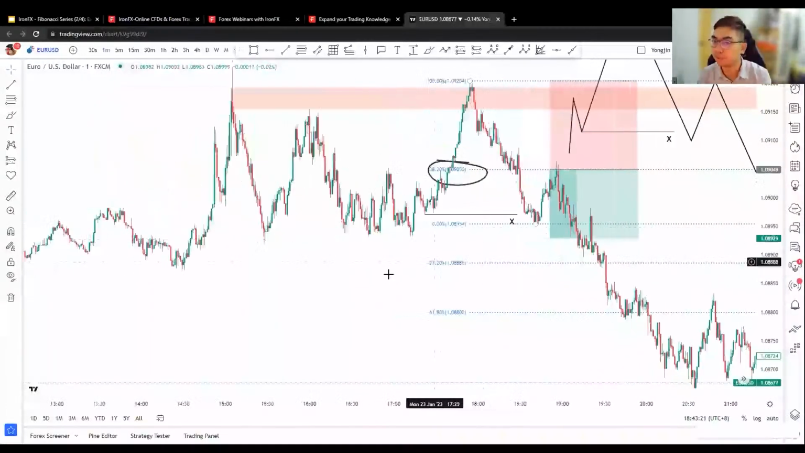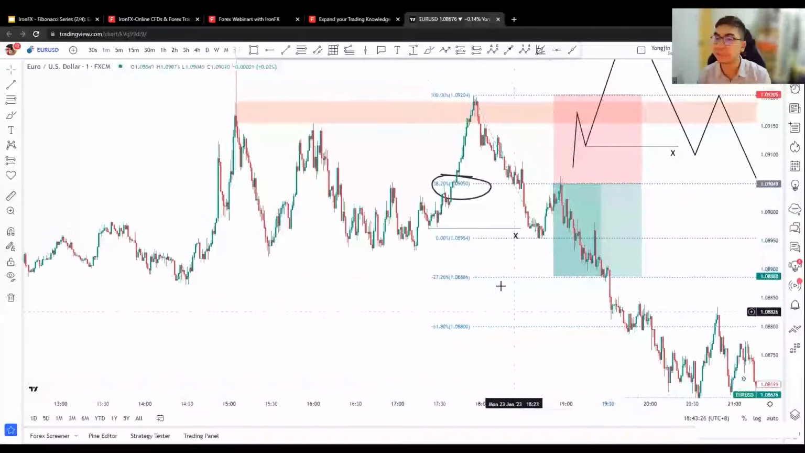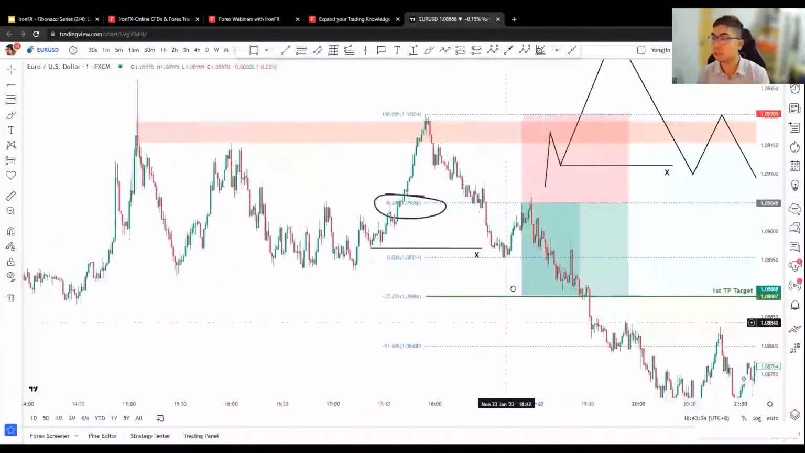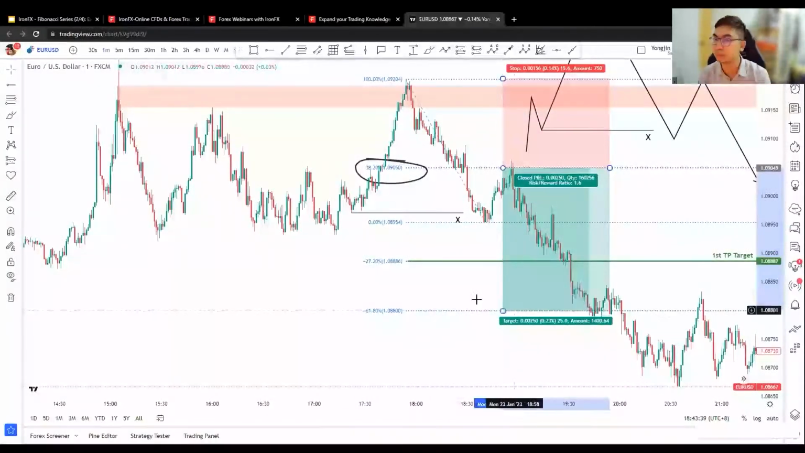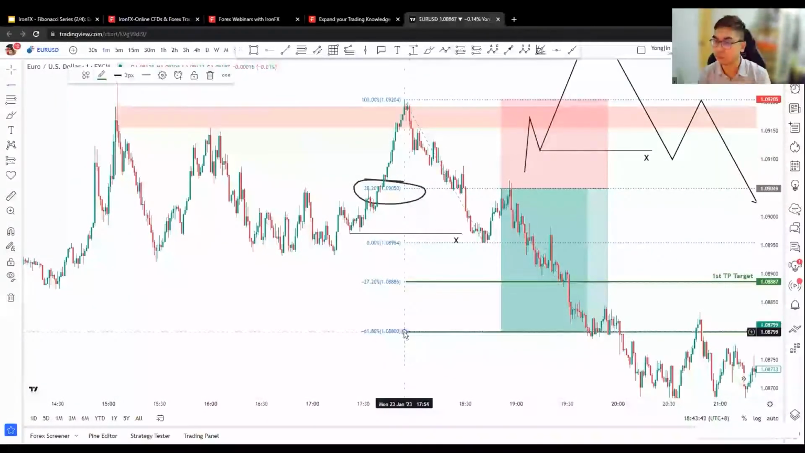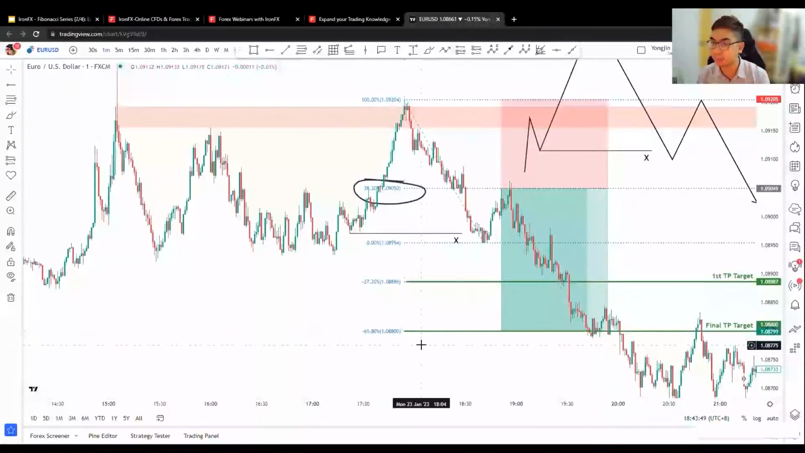The moment price steps in, stop loss above at the previous swing high. Take profit target, your first take profit target can be the negative 27.2% Fibonacci line. Same thing, this is your first take profit target. Your next take profit target is the negative 61.8% Fibonacci line. This is the final TP target that you guys can take a look at.